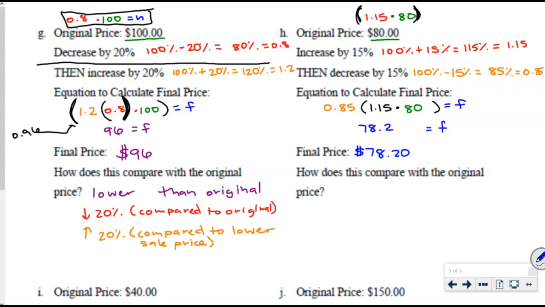Is this a good business plan? The item costs $80 and you say, I want to make some profit, so I'm going to increase it by 15%, right? But then you say, I want to give them a deal. I'll decrease it by 15%. Are you even going to make back the money that you paid? No, not a good business model, right? So again, how does this compare with the original? This is also lower than the original. Let's make sense of why.